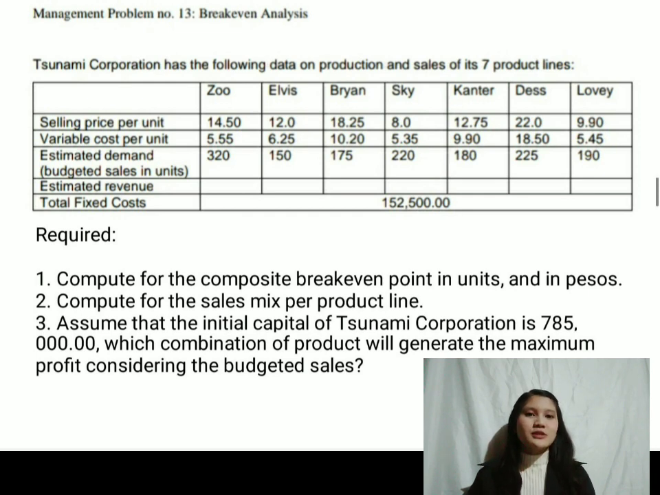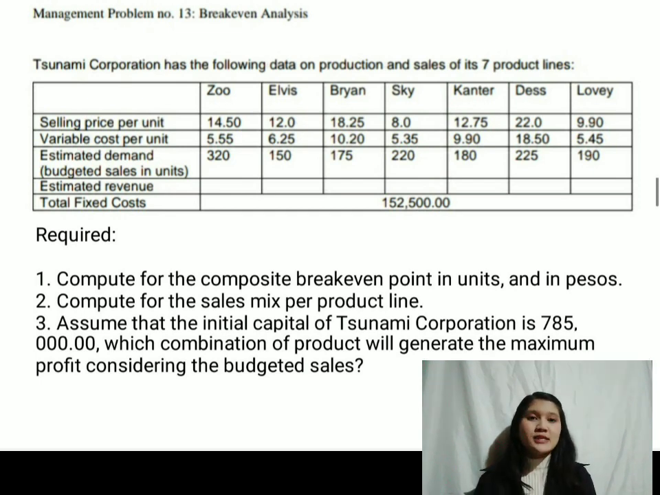Management problem number 13, break-even analysis. Tsunami Production has 7 product lines, which are Sue, Elvis, Brian, Sky, Canter, Des, and Lavi. In the table, you can see the data on production and sales of these 7 product lines. We have the selling price per unit, variable cost per unit, estimated demand or the budgeted sales in units, and total fixed costs. Below, you can see the problem or the requirements we need to do in this task.